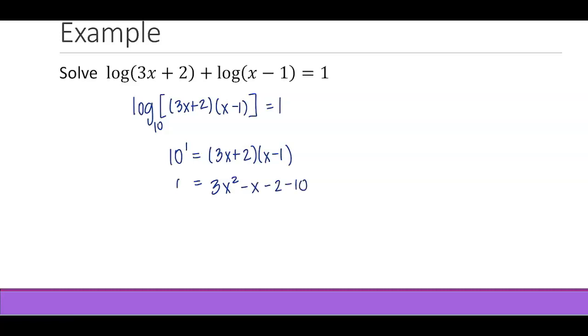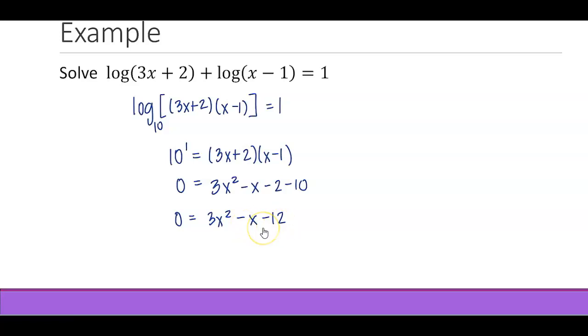And then we'll subtract the 10 to the other side. I need a quadratic to equal 0. So I have 0 is equal to 3x squared minus x minus 12. And so now we have to determine whether or not this factors. So are there two numbers that multiply together to give us negative 36 and add together to give us negative 1? And the answer is no.